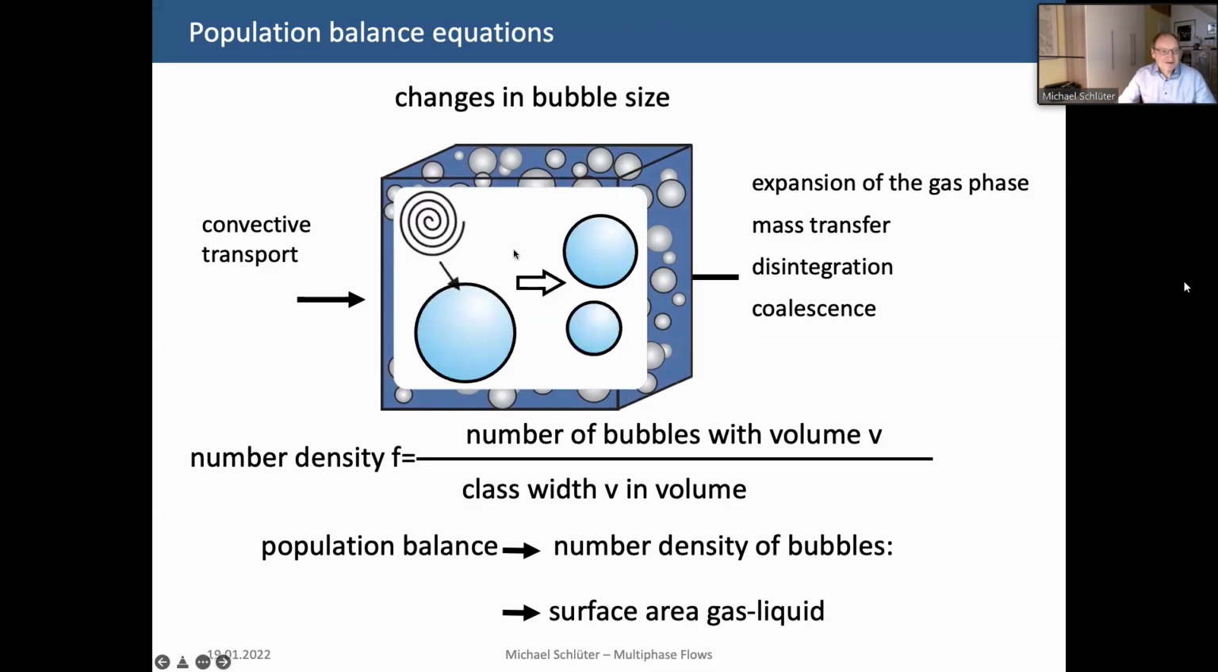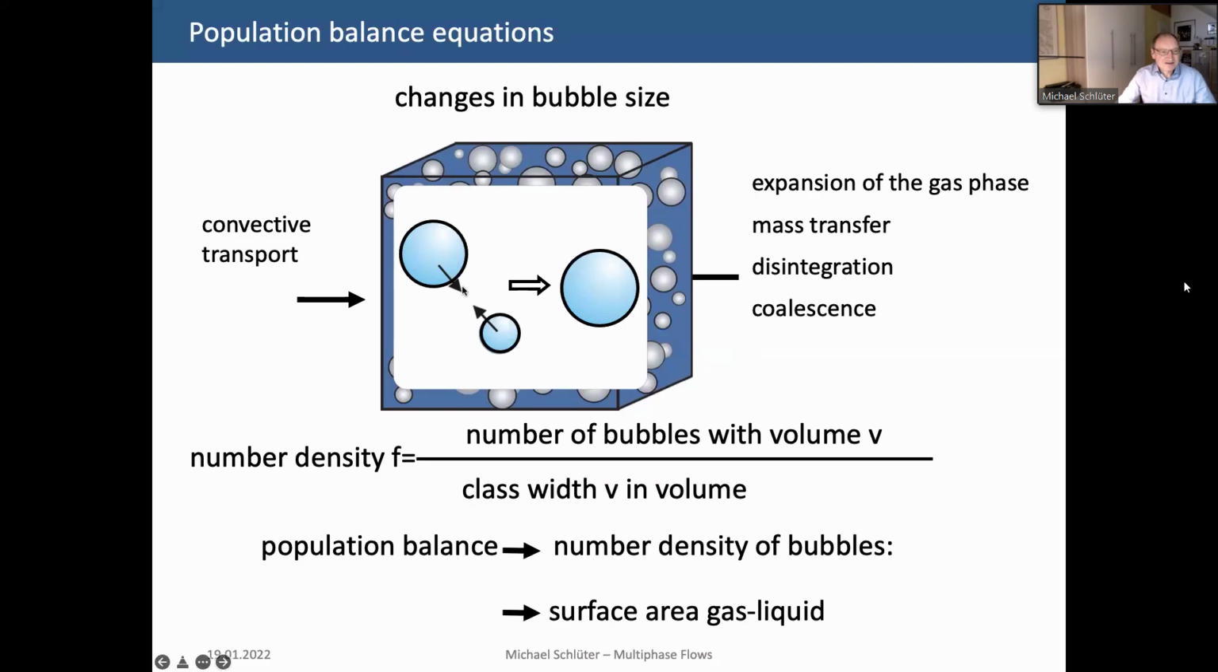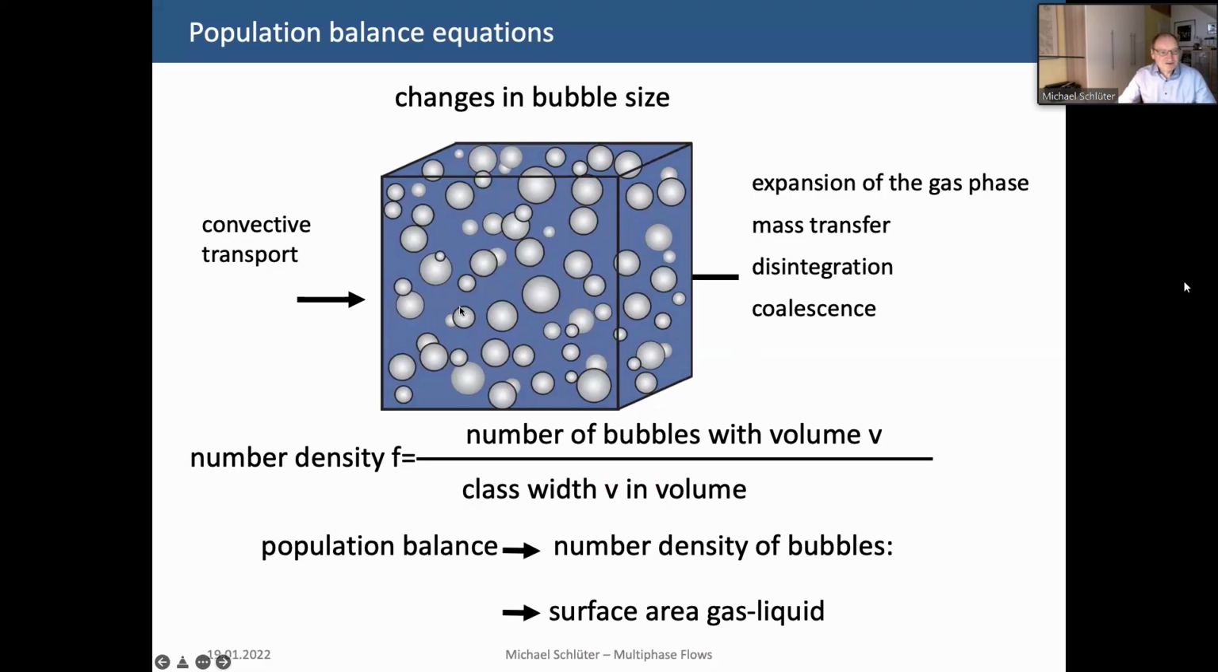We might have a disintegration. So in that case here, this is a disintegration. If a vortex hits the bubble, then the bubble might be split off into different bubbles of different sizes. And the last opportunity is that we might have coalescence. And coalescence means that two bubbles are getting together. They are hitting each other and getting together, and coalescing to one larger bubble. And all these processes are taken into account, and they give us these number densities.